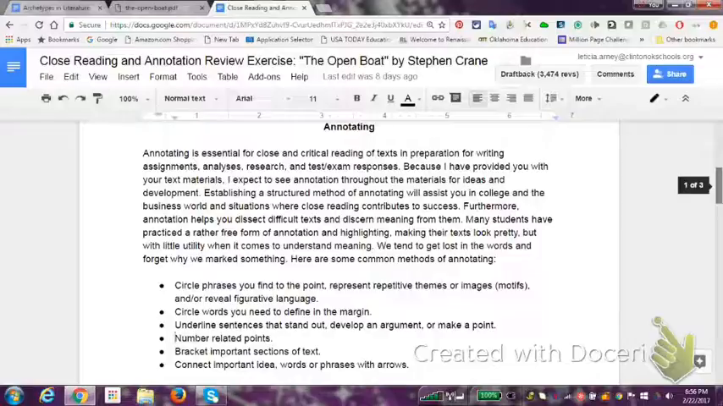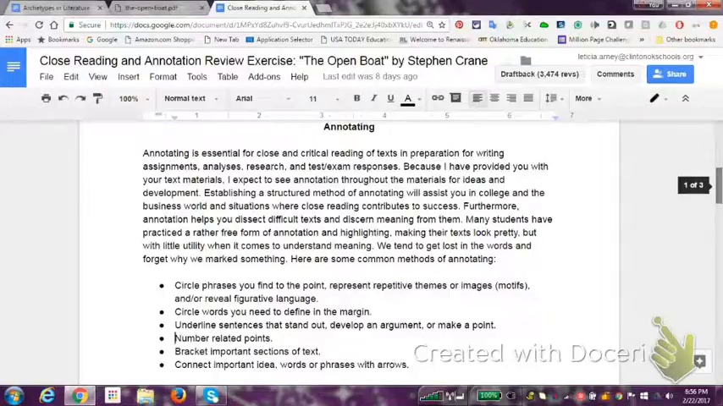If I have, please forgive the repetitiveness. It doesn't hurt to hear it again. If you have not, pay attention. Annotating is essential for close and critical reading of texts in preparation for writing assignments, analysis, research, and tests or exam responses. Because I've provided you with your text materials, I expect to see annotation throughout the materials for ideas of development.